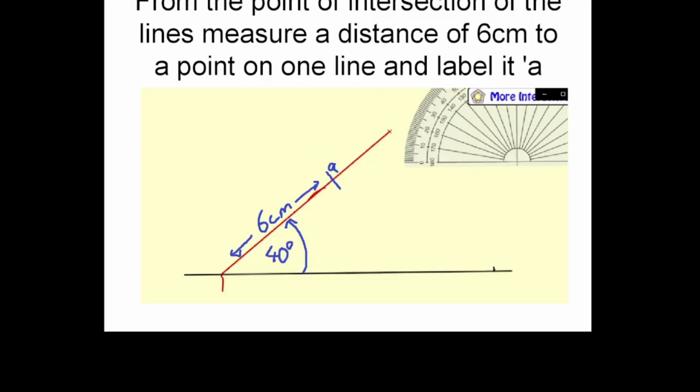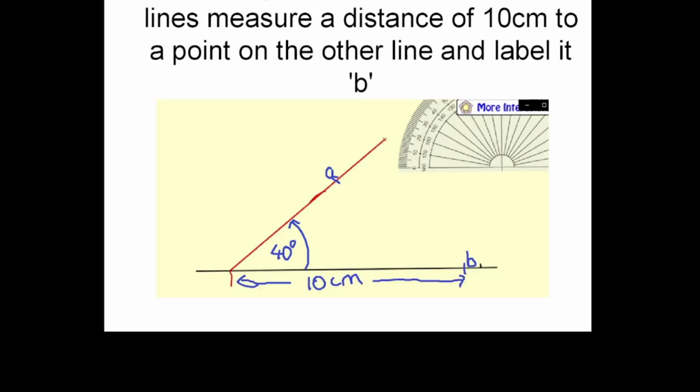The second part: from the point of intersection of the lines, that point of rotation that you're measuring your angle around, measure a distance of 6 centimeters to a point on one line and label it A. So you just get your ruler and measure along that line from the point of intersection, with the zero of the ruler at the point of intersection. You measure a distance of 6 centimeters and you label it A. That's the letter A I have there.